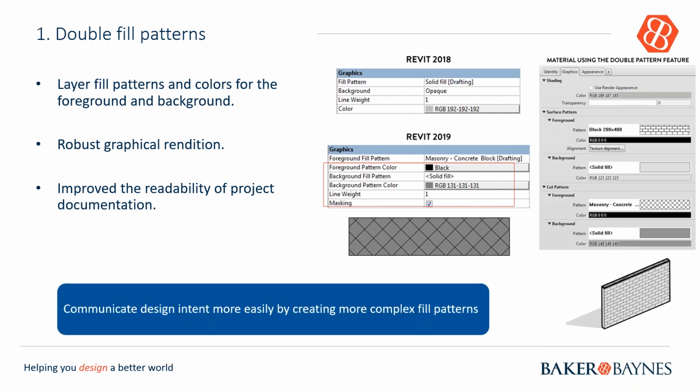Essentially, when we are looking at the double fill pattern, it allows you to communicate design intent more easily by creating more complex fill patterns. If you look at my screen, you'll see that the double fill pattern allows for improved readability of project documentation. So obviously it makes things easier because, like I said when I started, you don't have to create two different hatches. You can just do it in one go, right? I do have a little video also, and you can follow how we do this, right? So I'm going to play the video.